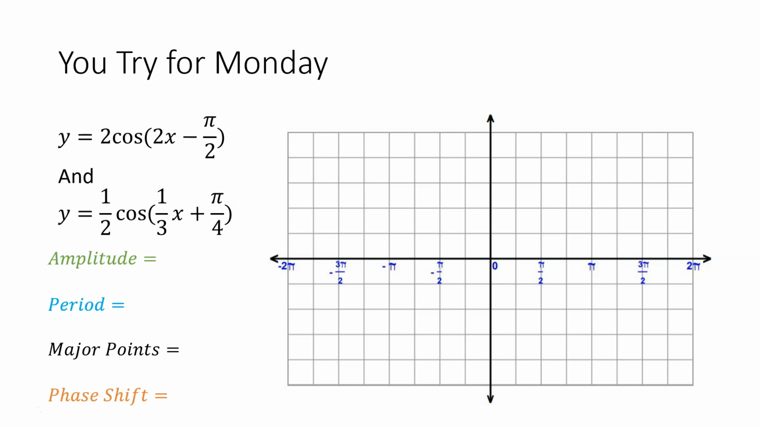So now here are two problems I want you to try for Monday. I want you to calculate the amplitude of each, what the period would be, what the major points are, how much we need to add in order to get from the starting point all the way through our 5 points, and finally, what our phase shift is so we can have our starting point, and then graph the function on the graph paper I have provided you. The first equation will be y equals 2 times cosine of 2x minus pi over 2. And the second one will be 1/2 cosine of 1/3 x plus pi over 4. They will be due Monday at the start of class.